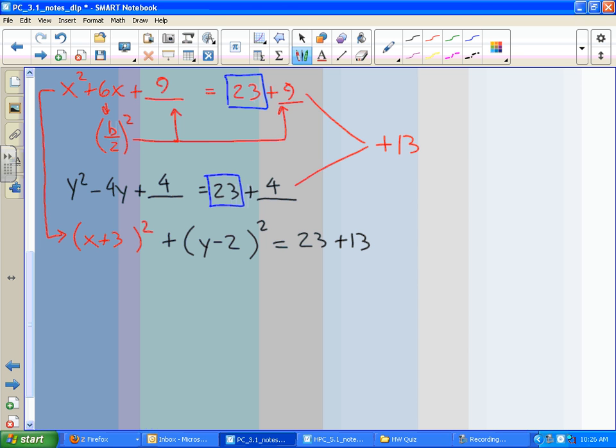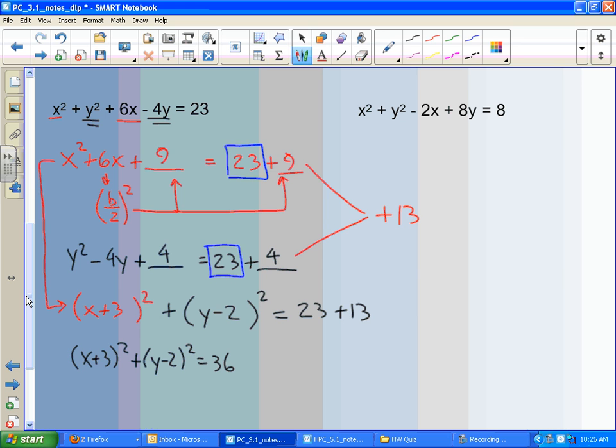So now we have our correct form. X plus 3 squared, y minus 2 squared, equals 36. So now you're back to standard form. There we go. What questions do you have for that problem? Good stuff. Nothing? All right, you guys do the next one. Try that one on your own. See what we get.